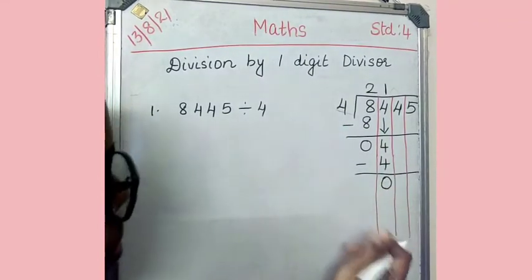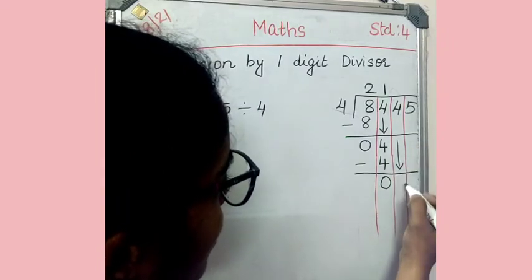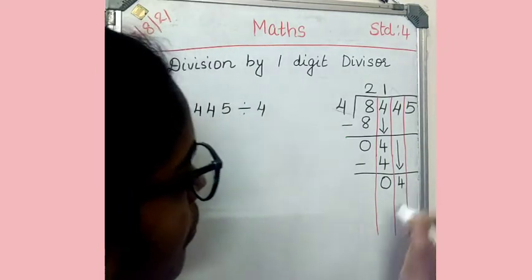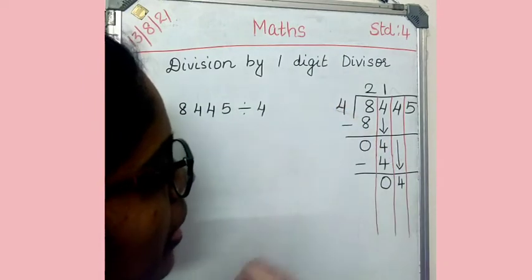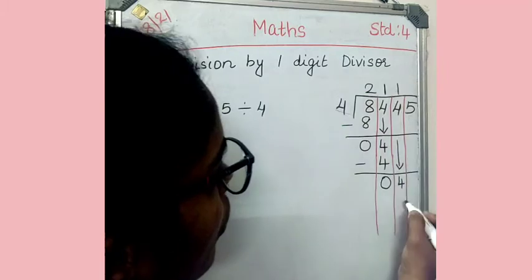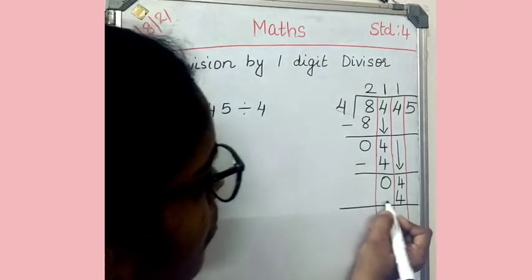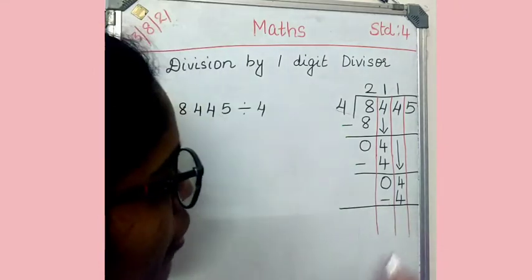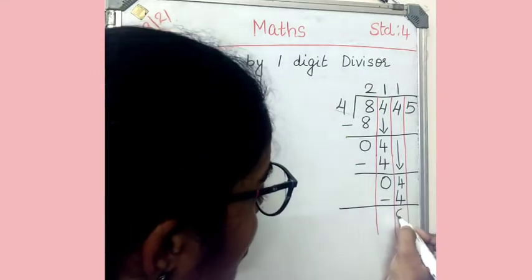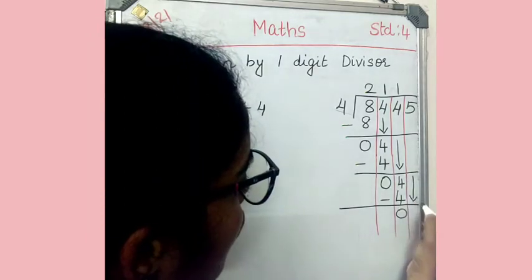So this place is over. Then bring down the next 4 here to the next place. Write 4 here. How many times 4 in 4? 1 time. 1 into 4 equals 4. Draw a line. Subtraction symbol. 4 minus 4, 0. Then bring down the next digit, 5.